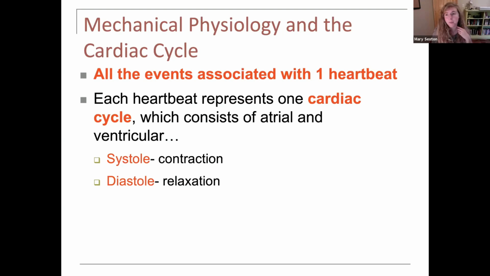But for the rest of the PowerPoint, I'm not going to use the terms contraction and relaxation. The word for heart contraction is systole. It looks like it's pronounced one way, but it's pronounced systole. And the word for relaxation is diastole. So we can say one cardiac cycle consists of both atrial and ventricular systole and atrial and ventricular diastole. And that creates the sound lub dub.